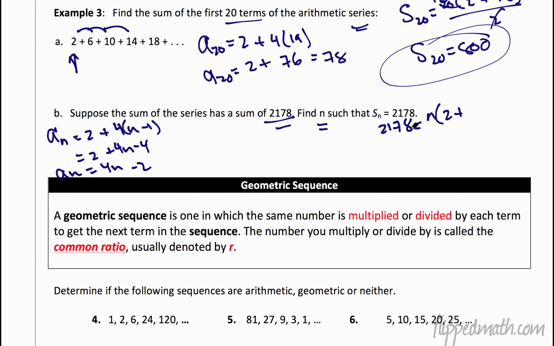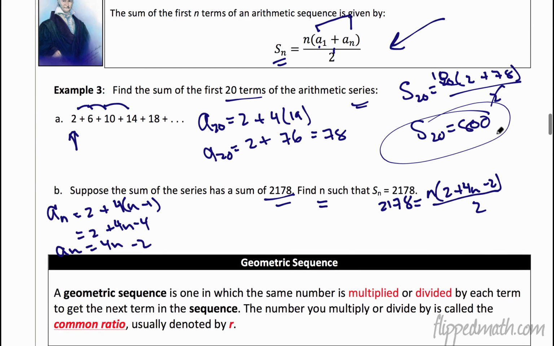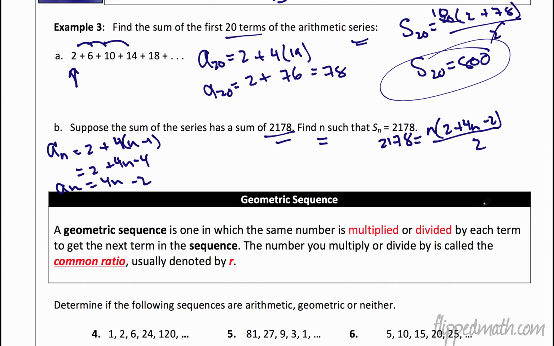All right, so let's go back to our little formula over here. The total sum is going to equal n times a sub 1 plus a sub n. A sub n we just figured out is 4n minus 2. This is all over 2. I'm using this formula that's right there. All right, so now how can we solve this? Well, what I'm going to do, in the parentheses, the 2's cancel. We're left with a 4n.